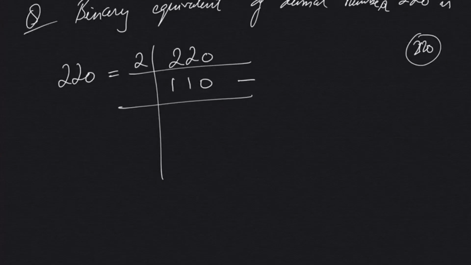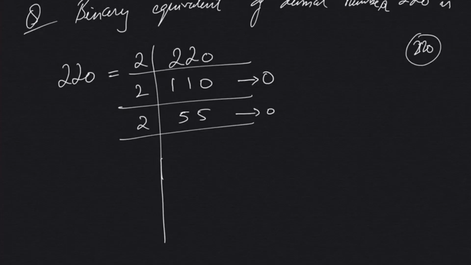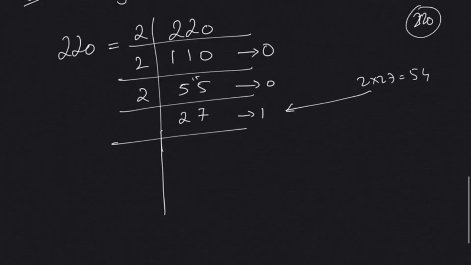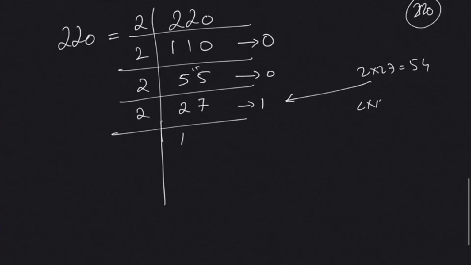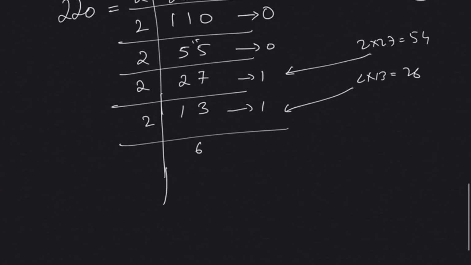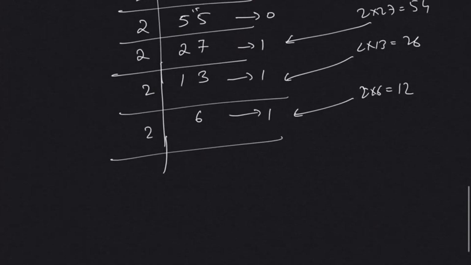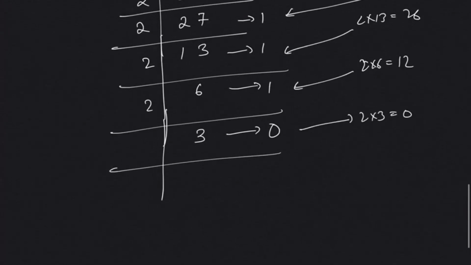So 110. Once we start the division, we have the remainder 0. You continue, 55, then again here the remainder is 0. Now 2 2's are 4, 1 left, 15, that is 2 sevens. So 2 into 27 is 54. That means remainder here will be 1. Continuing again, 2 into 13 is 26. Again the remainder will be 1. Next 2, 2 6's are 12. 2 into 6 is 12, that is 13 minus 12, again remainder 1. Now next 2, 2 3's are 6, so 2 into 3 is 6, remainder 0.